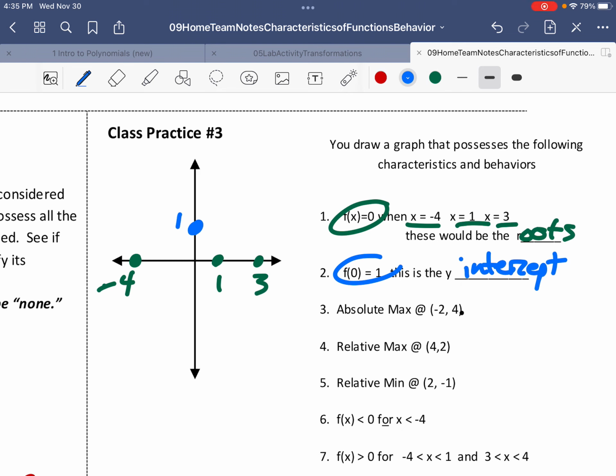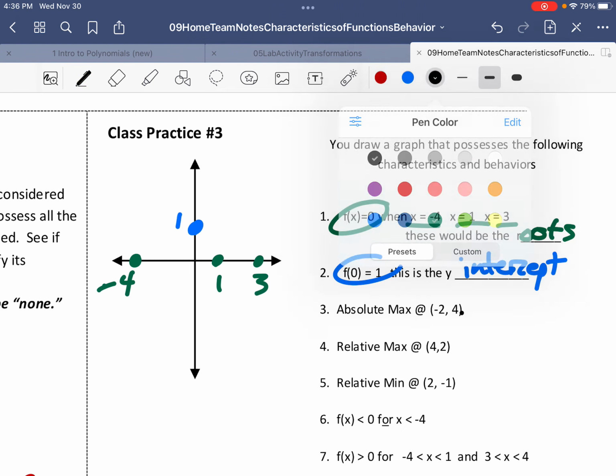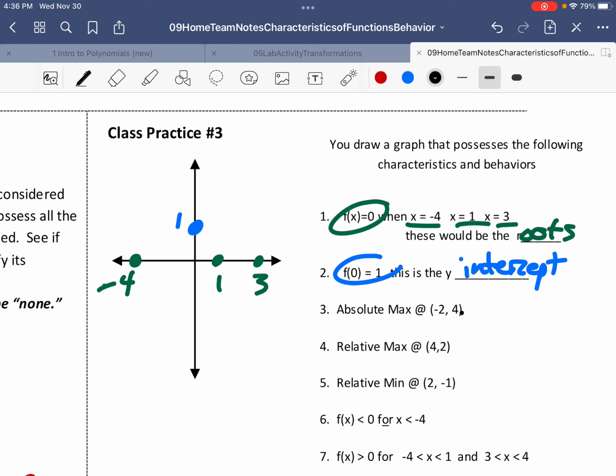An absolute maximum at negative 2, comma 4. Well, negative 2, comma 4 is going to be somewhere in this vicinity, maybe even a little bit higher. So it looks like that's going to be a high point. We also have a relative maximum at 4, 2. 4, 2 is going to be right here. A relative minimum at 2, negative 1. 2, negative 1, probably about right there.